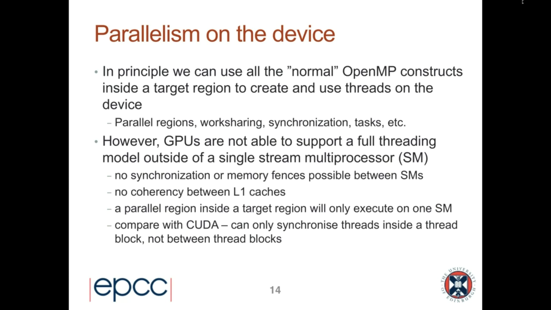So what will happen is that if you have a parallel region inside a target region, that will only execute on one of the SMs. So it'll work, but it'll leave most of the cores on your GPU idle. If you're familiar with CUDA, then you face the same problems there. In CUDA you can only synchronize threads inside a thread block and not between thread blocks, and that's a reflection of the same underlying restrictions of the hardware.